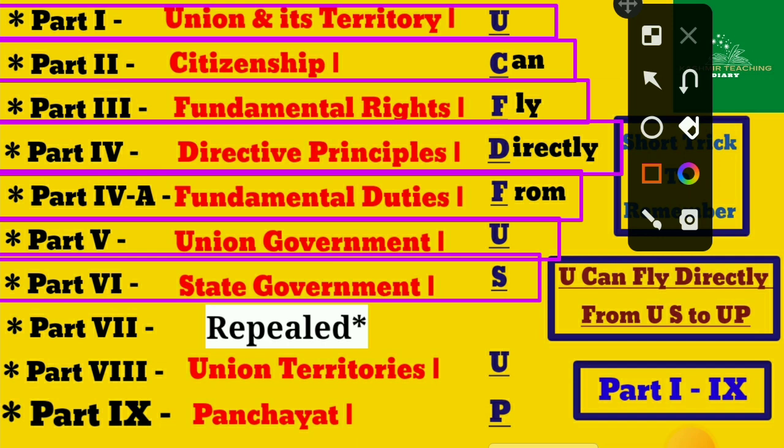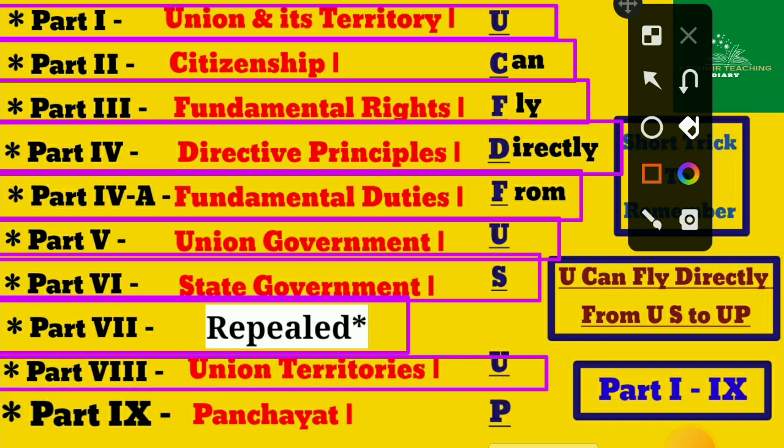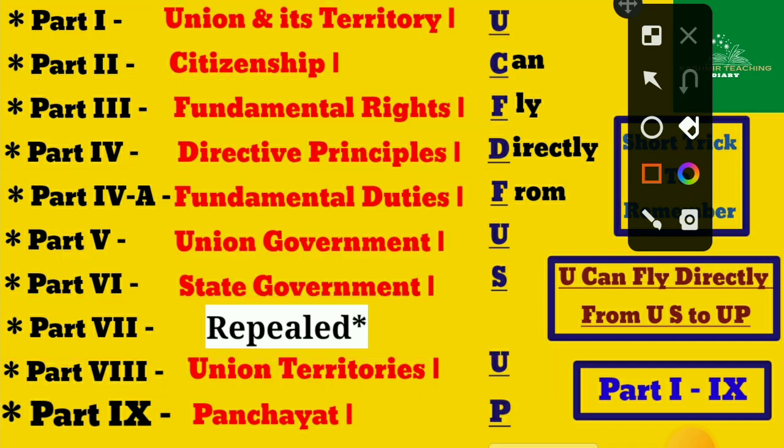And part 7th is repealed by the 7th Constitutional Amendment Act of 1956. So presently, part 7th is a deleted part. Part 8th stands for union territories, U stands for union territories, and part 9th, P stands for panchayats. Part 9th deals with panchayats. So in this way, we easily learned the 9 parts of the Indian Constitution.